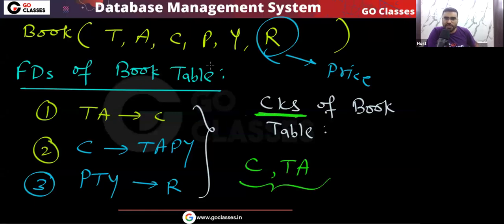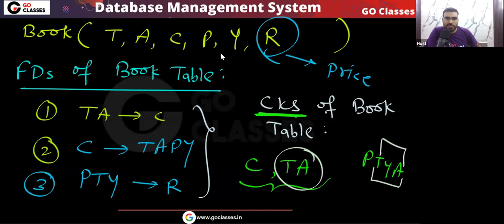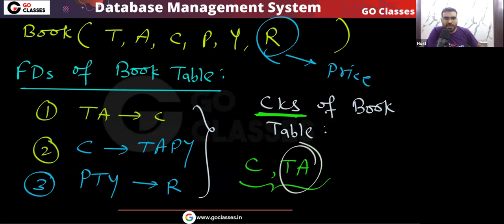Find all the candidate keys. These will be the candidate keys. Nothing else is a candidate key. A student is saying PTYA. Is this a candidate key? PTYA is not a candidate key because TA is already a candidate key. So PTYA is not a candidate key.